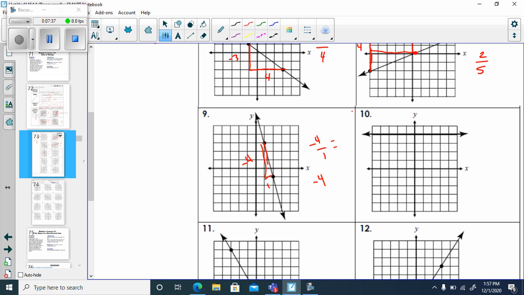How about the slope here? Horizontal line. Pick 2 points on it. Okay, rise over run. I'm not rising any, so I rise 0. And here I've run 2. 0 divided by 2 is simply 0. My slope is 0.